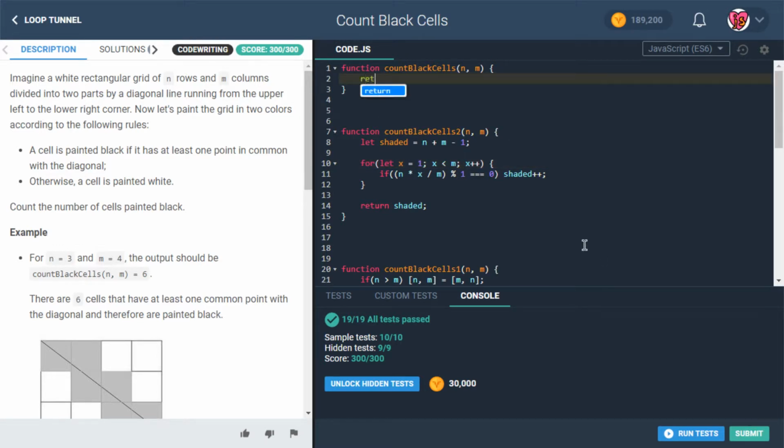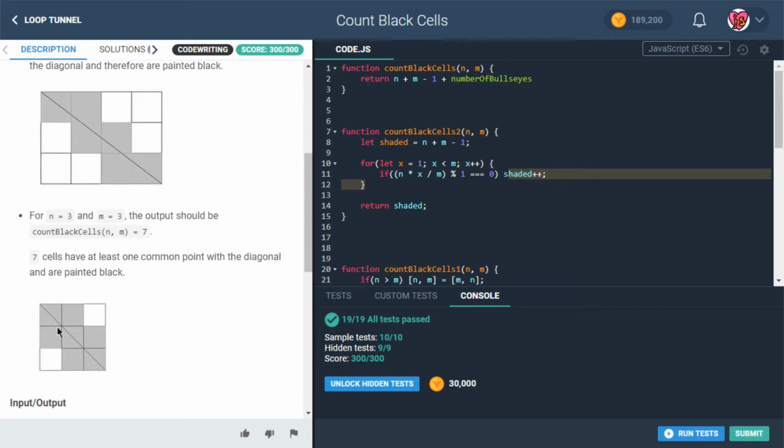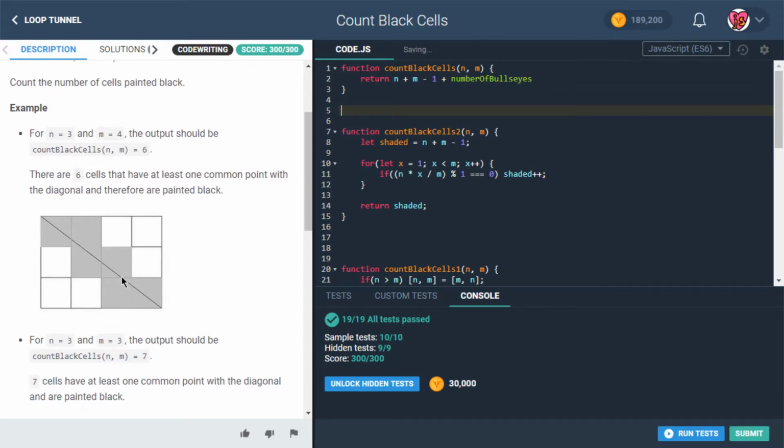I mean, if you think about it, what we're really doing is this. We're saying return n plus m minus 1, I keep doing that, minus 1 plus basically the number of bullseyes. Yeah, something like that, right? That's pretty much it, because we're just adding 1 every time we get the bullseye, right? So how do we calculate that? Maybe there's a quick shortcut that we could use to find how many of these direct hit situations we're going to have. And I mean, if we take a look at this, when does that happen?